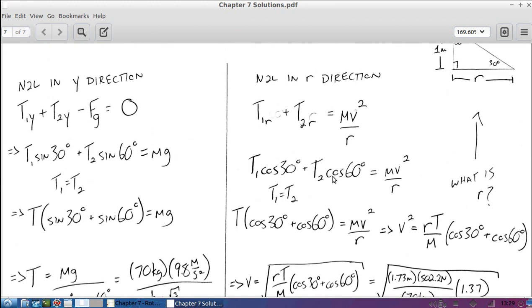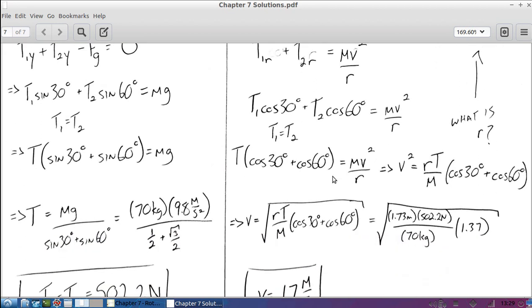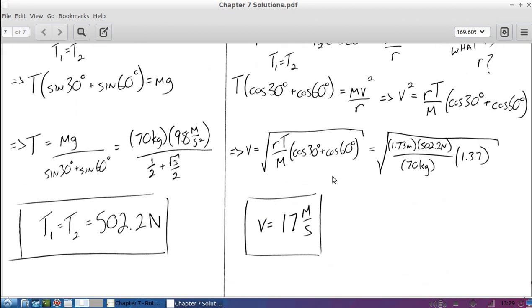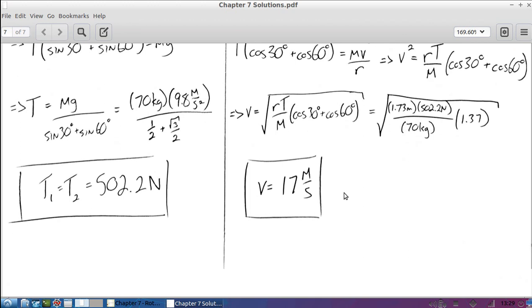All right, so that's chapter 7, rotational kinematics and centripetal acceleration.